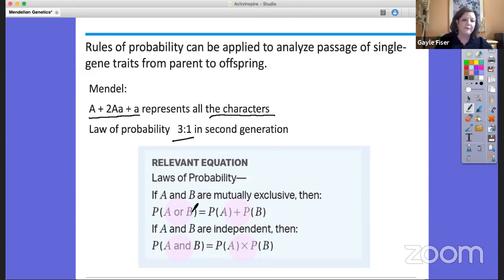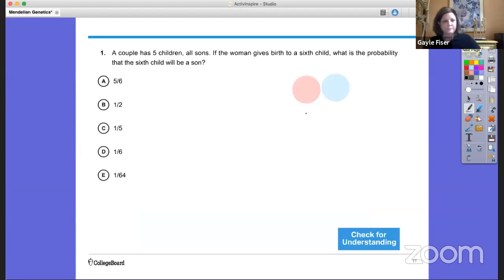So if we have A or B, we're going to use plus, okay? And if we have A and B, we're going to use multiply. And the best way for me to teach you to do probability and heredity math is to do math, okay? So we're going to start off with an easy one.